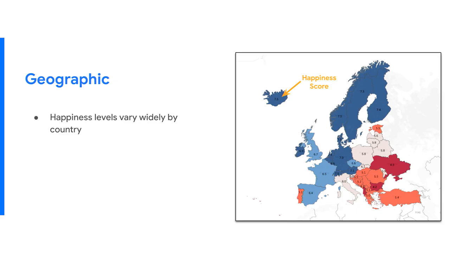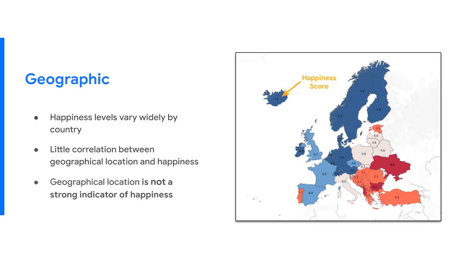So with this, as it appears, my speaker notes can be something along the lines of, however, as high and low scores are spread sporadically throughout the map, there is little correlation that we find between geographical location and happiness. Finally, we concluded that the geographical location alone was not a strong indicator of happiness.